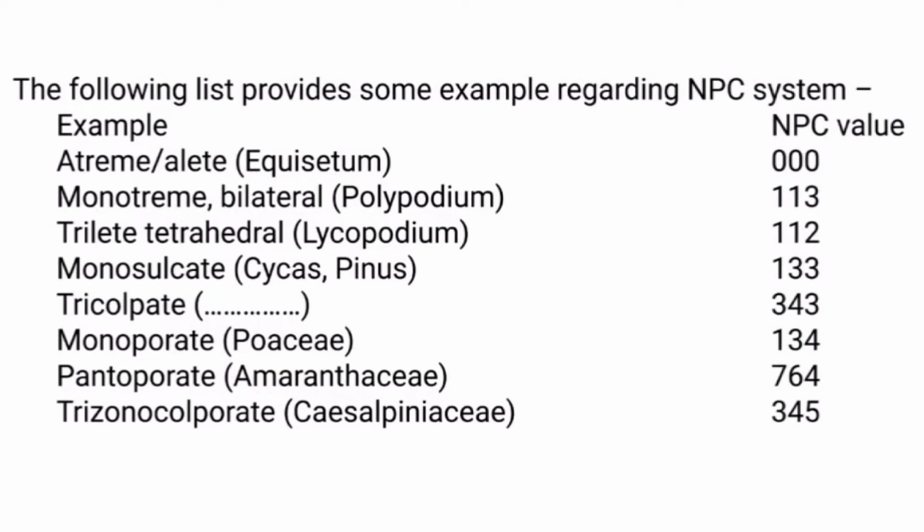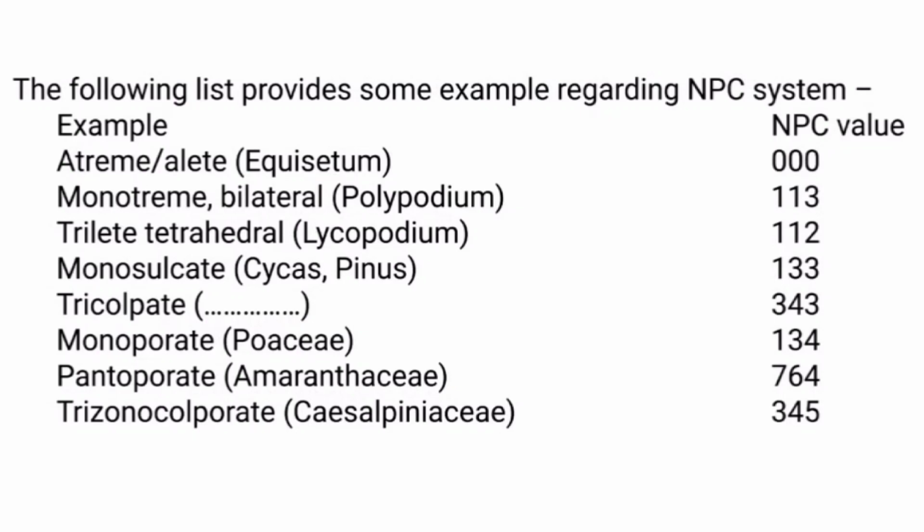Now 1, 3, 4: here number is 1, P3 means it is ana position, that means it is distal in position, and C4 means it's a porous aperture. So a single porous aperture in the distal region, monoporate condition, found in Poaceae. Interesting, only by 3 numerical values you can directly reach the character of the aperture. Now 7, 6, 4: 7 means N7, that means it is a polyporate. This is found in Amaranthaceae.